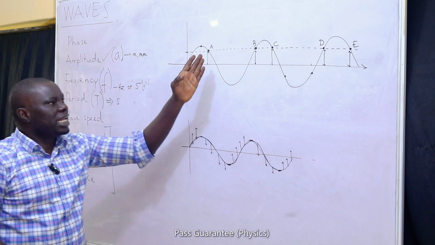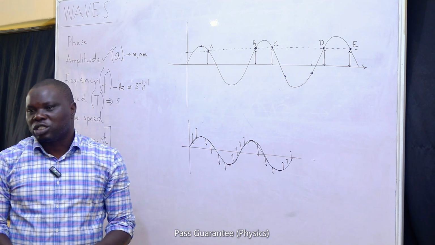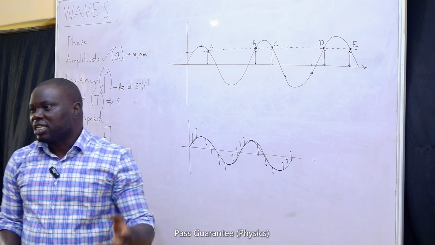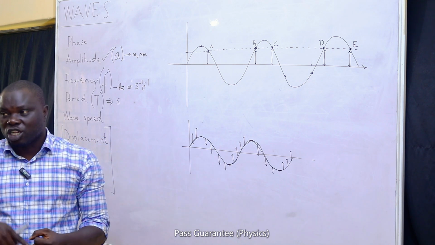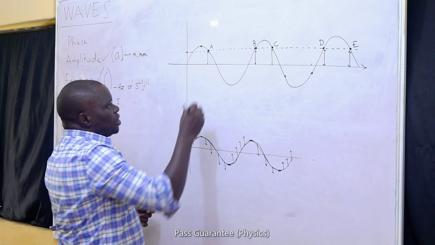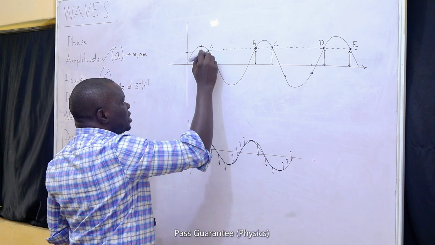Some students will just say they are all in phase since they have the same displacement. No, it's not only displacement that you watch out for when you are determining points that are in phase. You watch out for displacement, and you also watch out for direction. When you check, the direction of our A is downward.